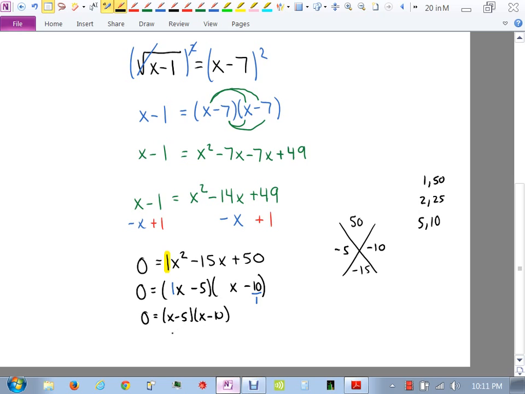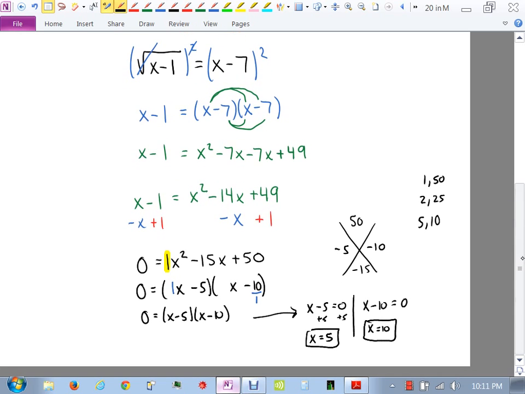And then now set each of those factors equal to 0. So I'll do that over here. X minus 5 equals 0, and then x minus 10 equals 0. So add 5 to both sides here, get x is 5. Add 10 to both sides there, you'll get 10. So your two potential solutions are 5 and 10.